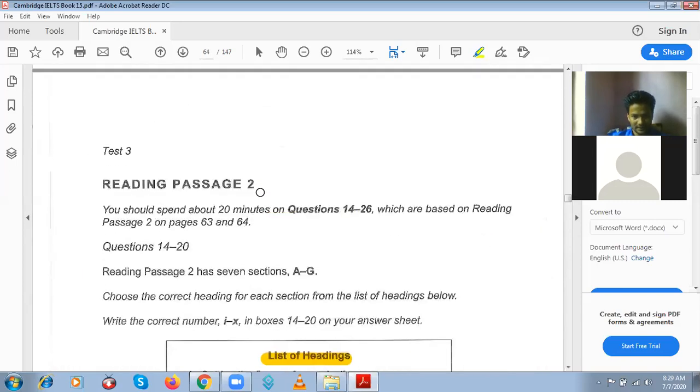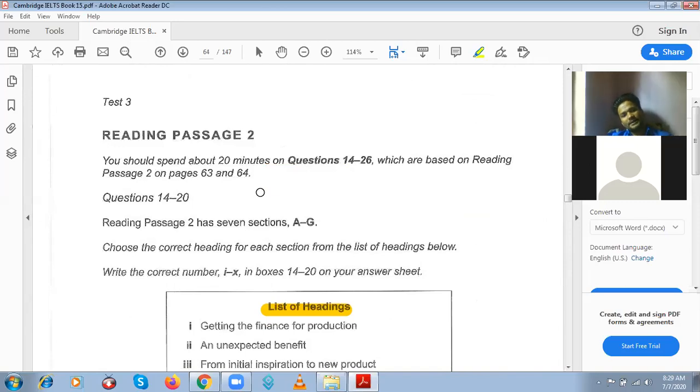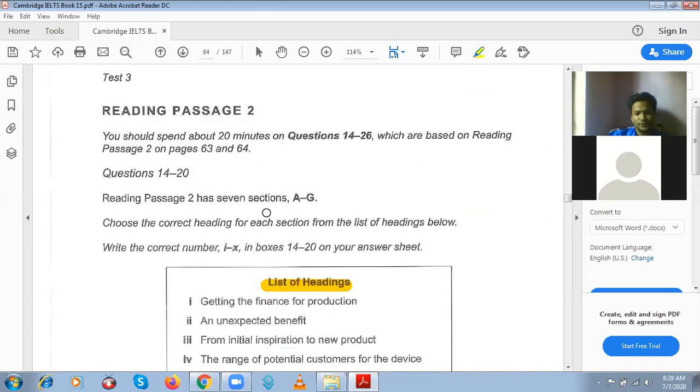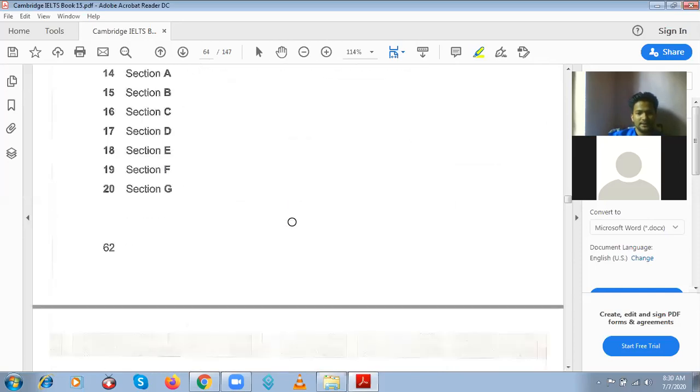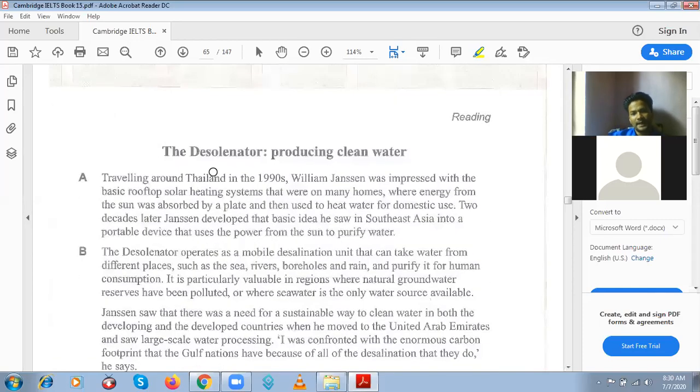Okay, let's begin. Reading Test 3, Reading Passage 2. You should spend about 20 minutes on questions 14 to 26, which are based on Reading Passage 2 on pages 63 and 64. Questions 14 to 20: Reading Passage 2 has 7 sections, A to G. Choose the correct heading for each section from the list of headings below. Write the correct number, i to x, in boxes 14 to 20 on your answer sheet. Shall I begin now? Yes, sir.